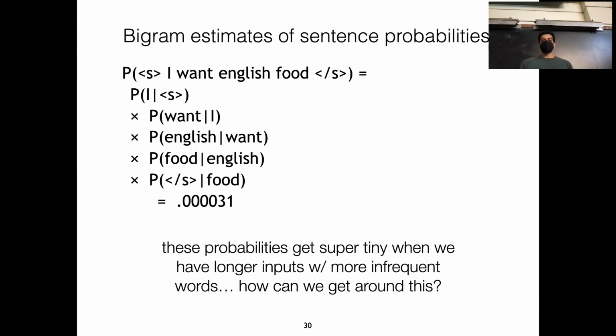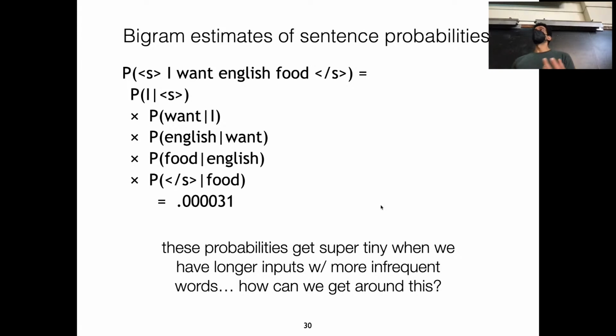So let's move to one of the issues of the models that we've discussed so far. We form this probability table, and let's say I want to now use it to estimate the joint probability of the sentence, I want English food. So using the chain rule again, and remember this is a bigram model, so we're going to apply the Markov assumption, we're going to chop off these prefixes at just the immediately preceding word. So I'm going to have this product of probabilities here, and I get the number 0.000031.